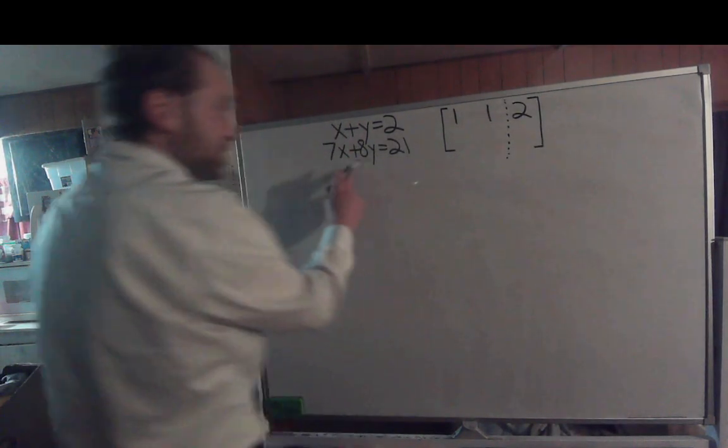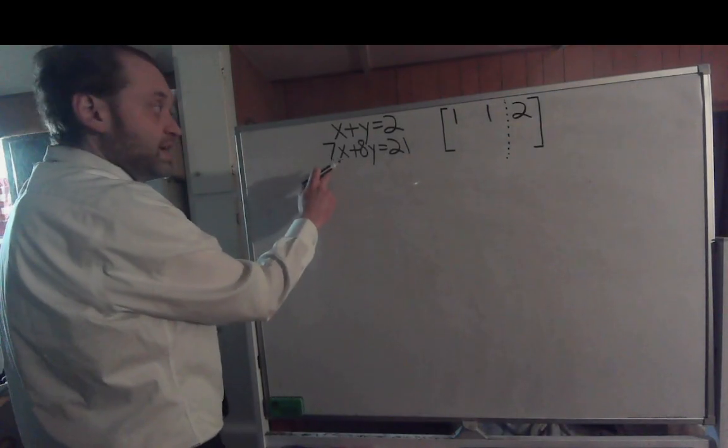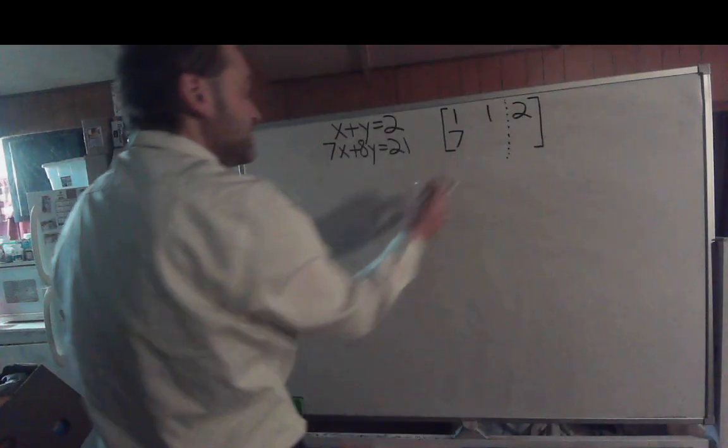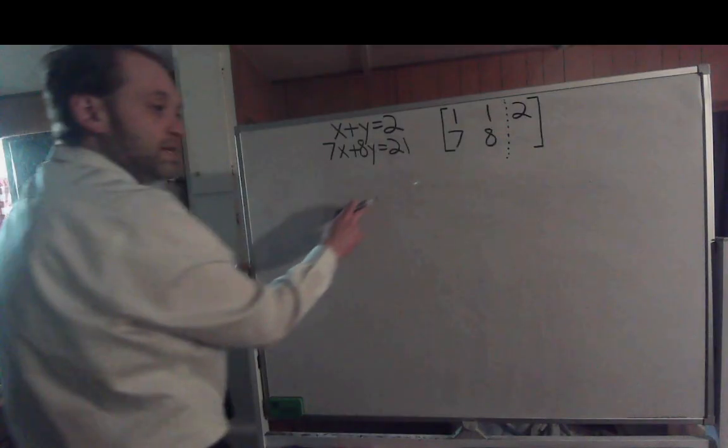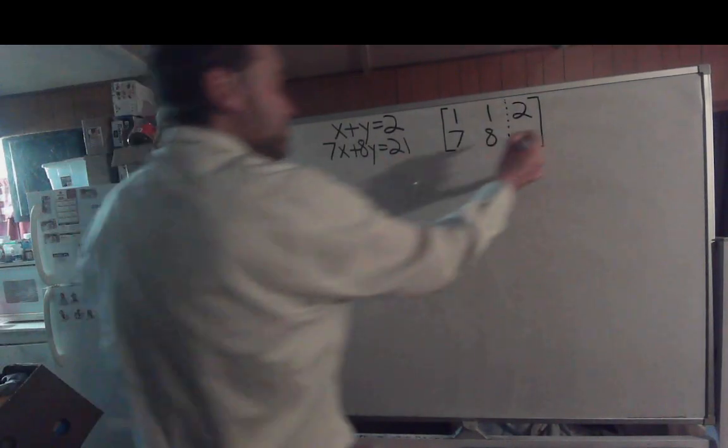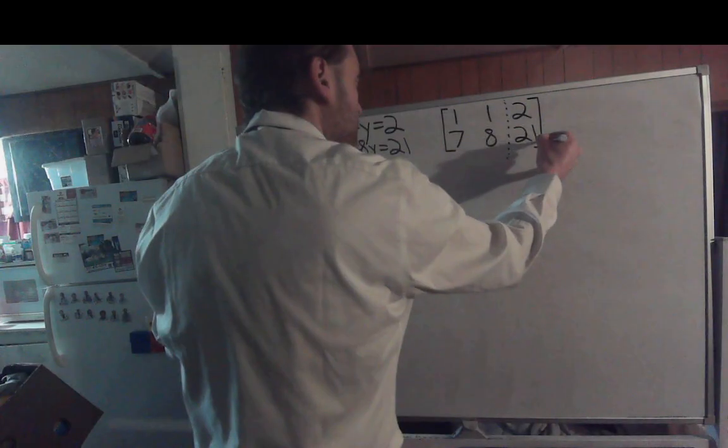Now for your second row, you'll take the coefficient on the x variable, which is 7. Then take the coefficient on your y variable, which is 8, and then to the right of the augmented line, take what this equation's equal to and put 21.